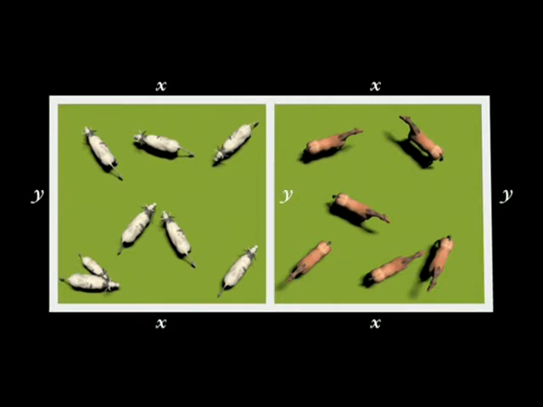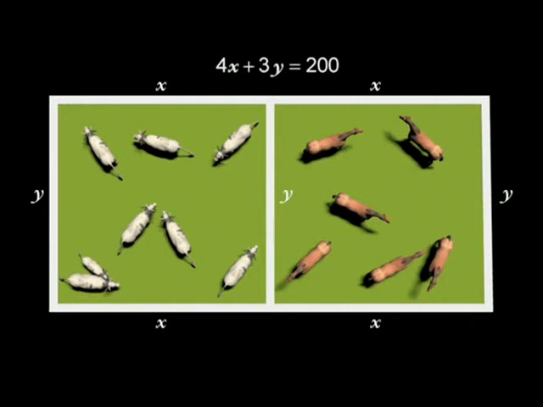So according to this picture, what's the total area of our 2 corrals? Well, the length is 2x, and the height is y. So the area is 2xy. That's the area of our corral. And we have 200 feet of fence. That means that 4x plus 3y equals 200.